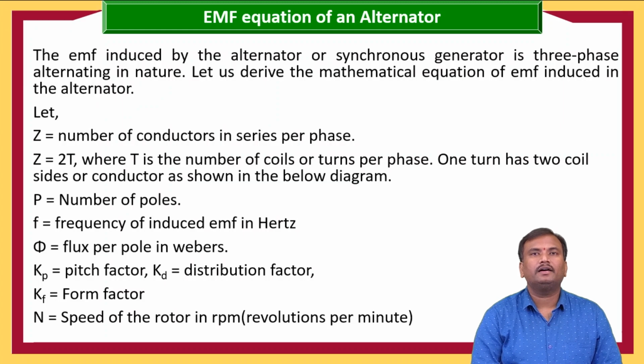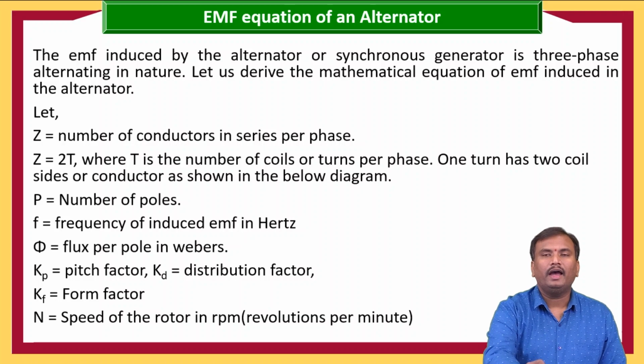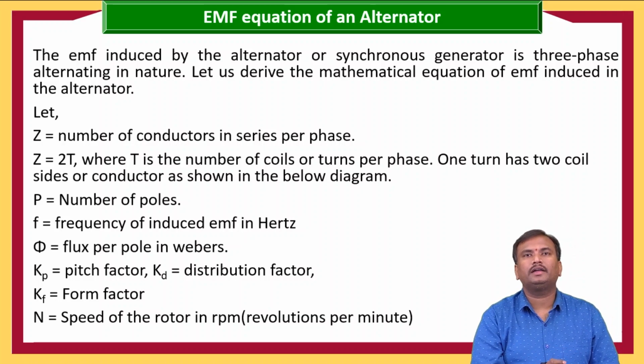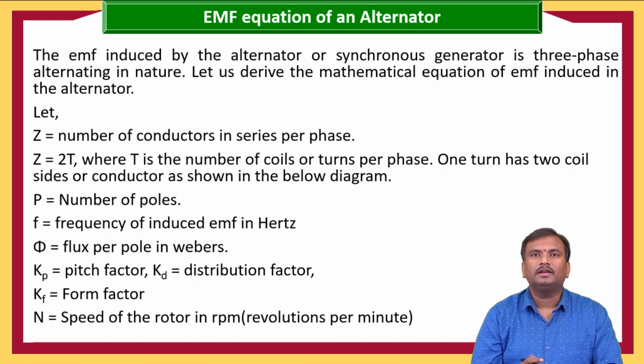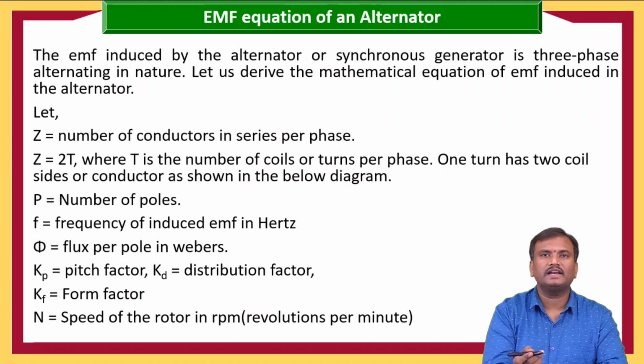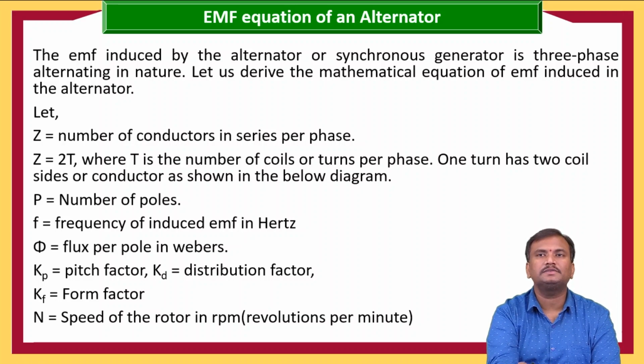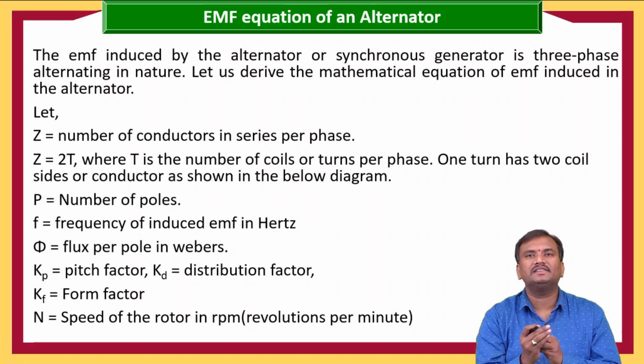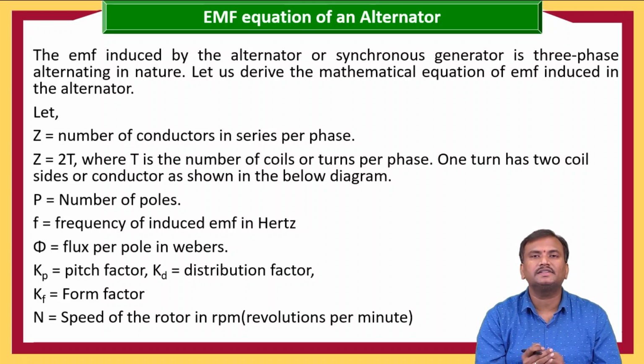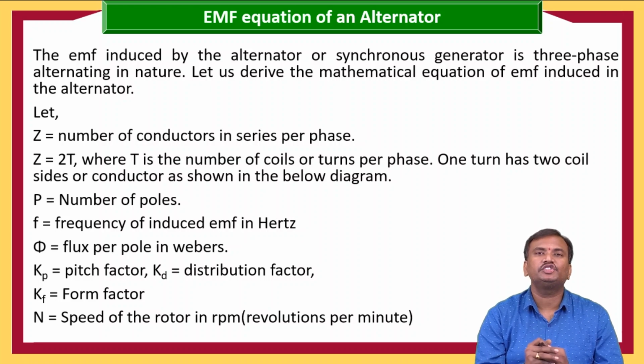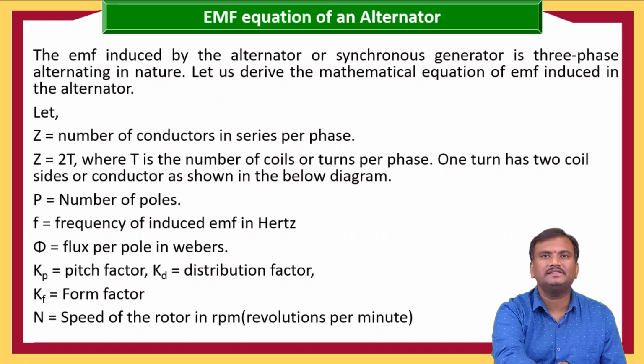Now let us go with the EMF equation of an alternator. An EMF induced by an alternator depends on the flux which is induced by the n number of conductors. So let us consider first Z as number of conductors in series per phase. For each phase, how many number of conductors are connected in the stator winding? That is nothing but Z.